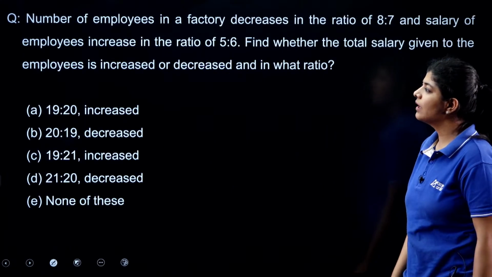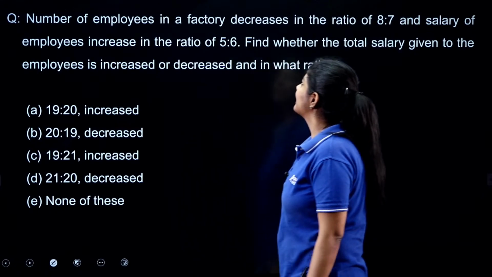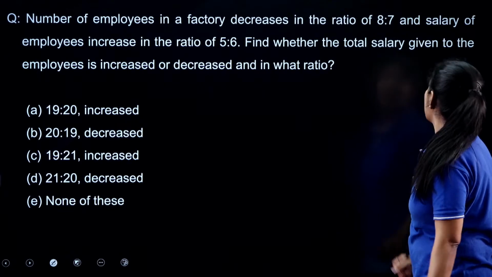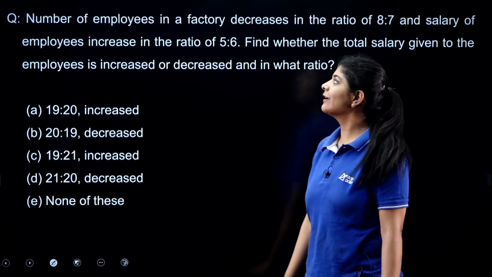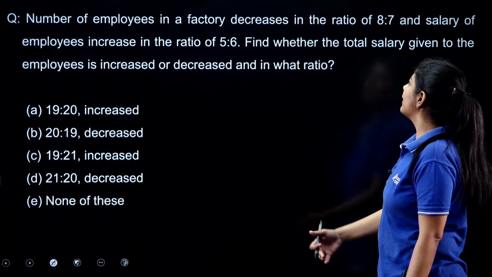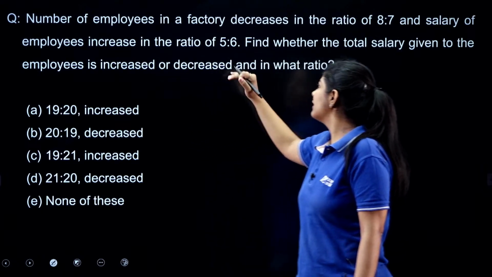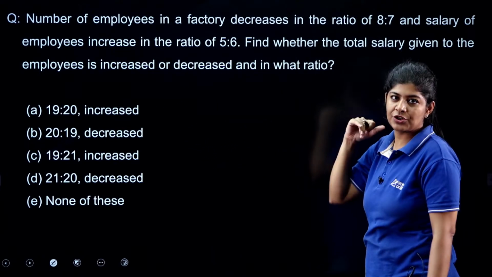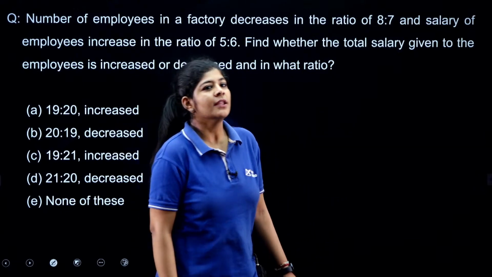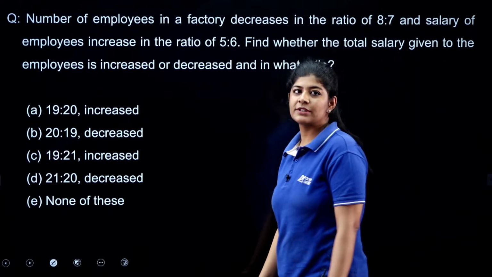Next. The next question is: the number of employees in a factory decreases in the ratio of 8:7 and the salary of employees increases in the ratio of 5:6. Find whether the amount given to the employees is increased or decreased and in what ratio. What we have to do is find out in what ratio the salary is increased for the number of employees that we are having.